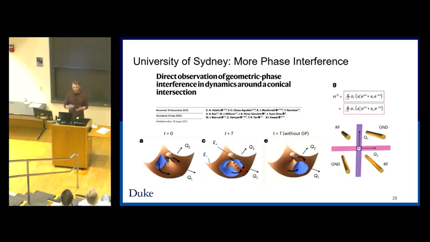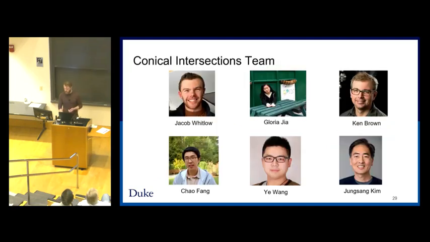There was another group at University of Sydney who did very similar work, except they looked at the time dynamics around a geometric phase, or around a conical intersection, to show geometric phase. So I highly recommend taking a look at that paper as well.